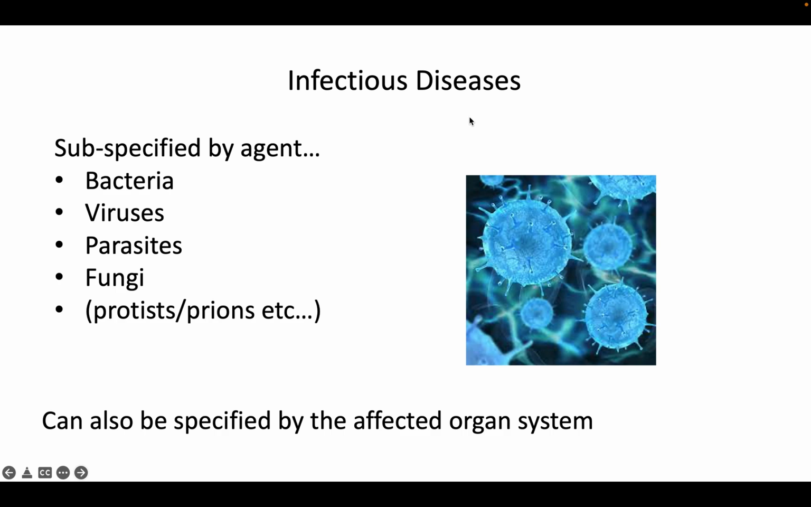So infectious diseases are what comes to mind for most people, and that's subspecified by the type of agent. Like bacteria, like the bubonic plague, and viruses, parasites, fungi, and also other kinds that don't fit there, like protists and prions. It can also be specified by not only the agent but the part of the body that is affected. If it's affecting a specific organ, it might be considered a separate disease than if the same bacteria or virus was found elsewhere.